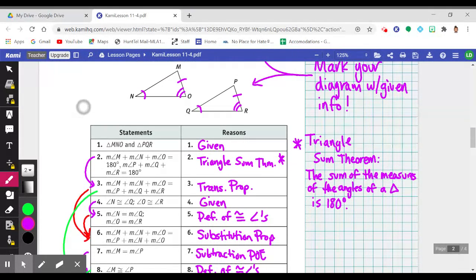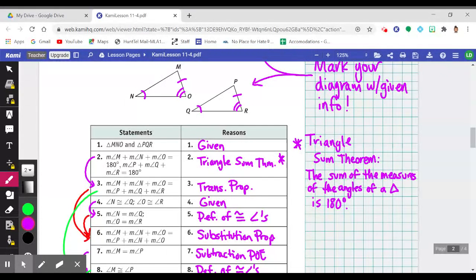So number 1, how do we know that they are two triangles? Well, it was given. And number 2, this is a new theorem. It's actually going to be introduced later in lesson 13.1. But something I believe was taught in middle school is that the three measures of interior angles of a triangle equal 180 degrees. It's called the Triangle Sum Theorem. The sum of the measures of the angles of a triangle is 180. And we'll actually explore that.